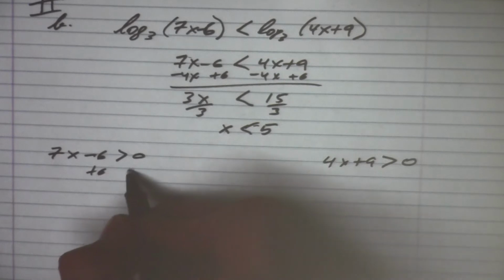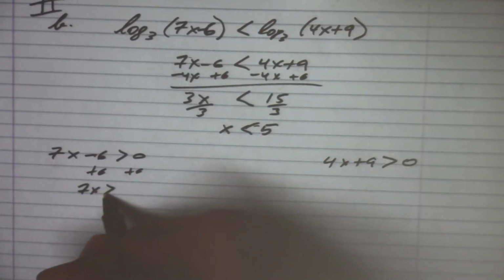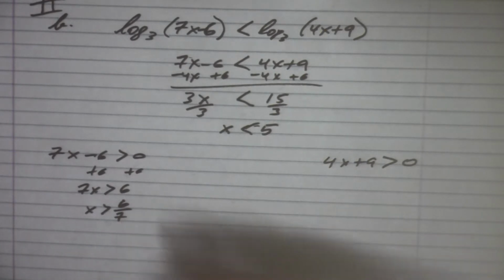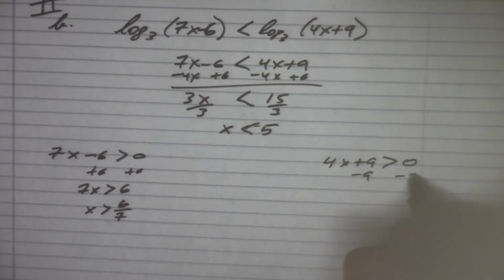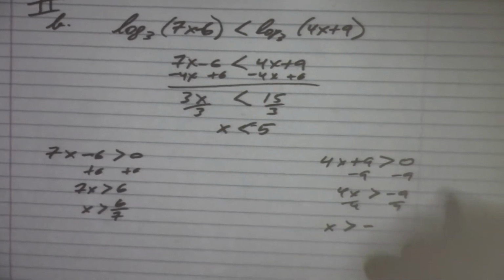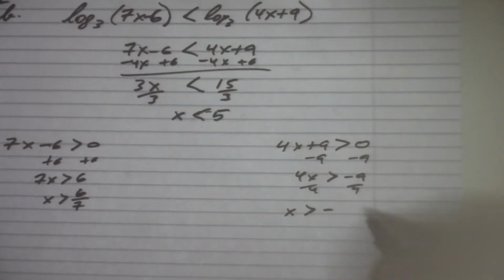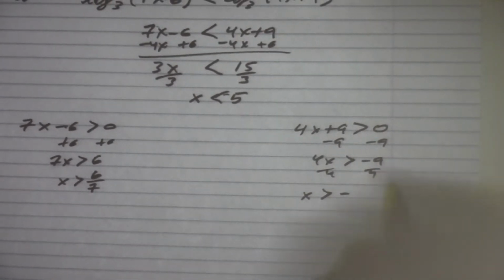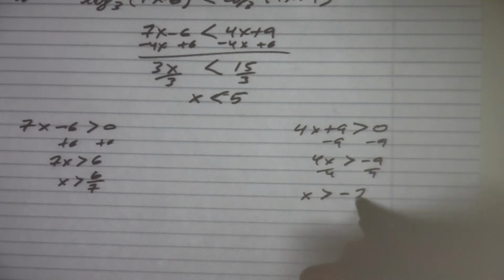So let's add 6 to both sides. 7x is greater than 6. And then when I divide by 7, I get x is greater than 6 over 7, a little less than 1. Here I do minus 9, 4x is greater than negative 9. Divide by 4, x is greater than negative 9 over 4. But negative 9 over 4, this is when a mixed number will be nice because we're going to be graphing this in a moment. 4 goes into 9 twice with 1/4 left over, so that's actually negative 2.25 or negative 2 1/4.